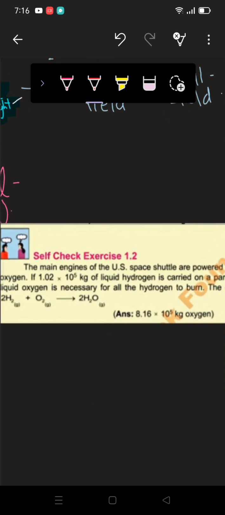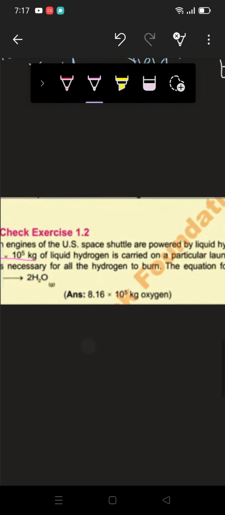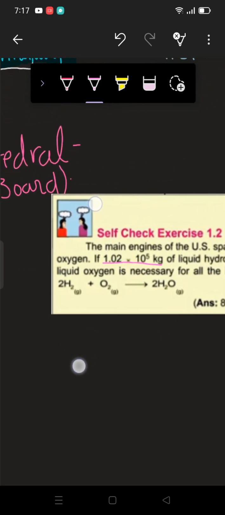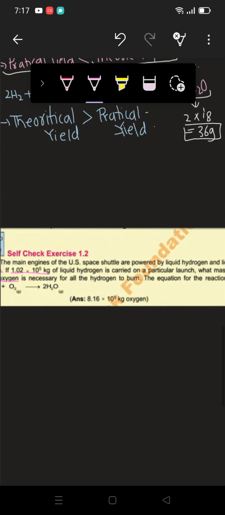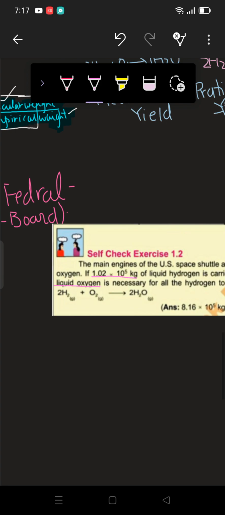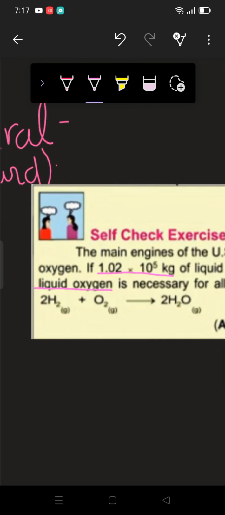Now see the second statement. If 1.02 into 10 to the power 5 kg of liquid hydrogen, kg means this is mass given, right? 1.02 into 10 to the power 5 kg of liquid hydrogen is carried on a particular launch. What mass of the liquid oxygen is necessary for all the hydrogen to burn? The equation for the reaction is, they have already given us the balanced chemical equation.